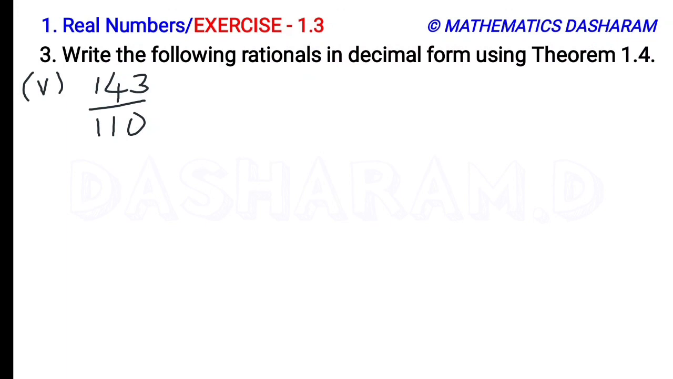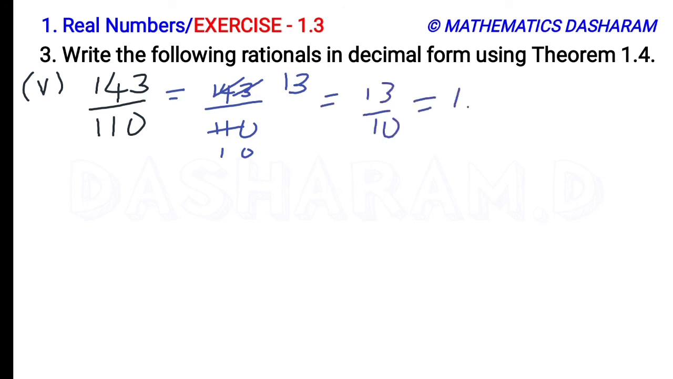Fifth one, 143 divided by 110. So 143 divided by 110. Both are coming in 11 table. 11 ones are 11, remainder 3, 11 3s are 33. 11 ones are 11, here 0. Now 13 divided by 10, so it is very easy, 1.3 is the answer.